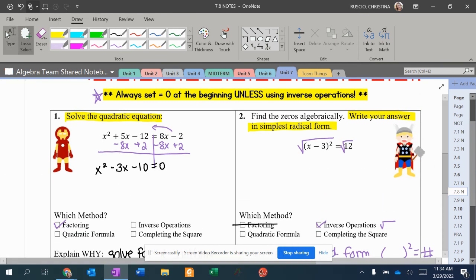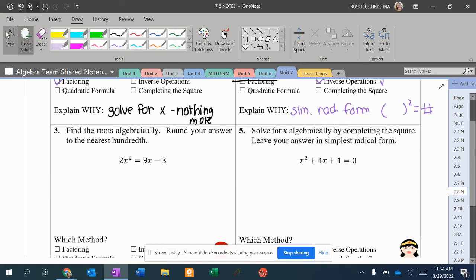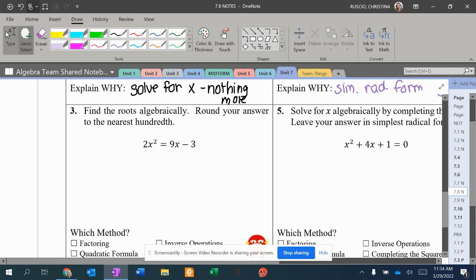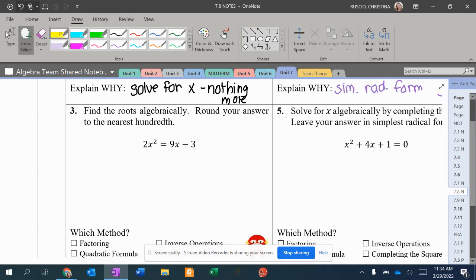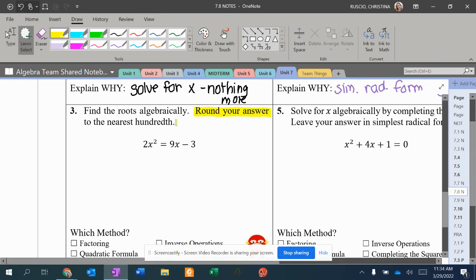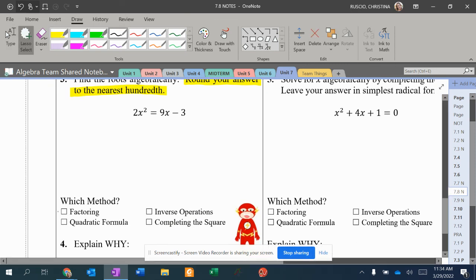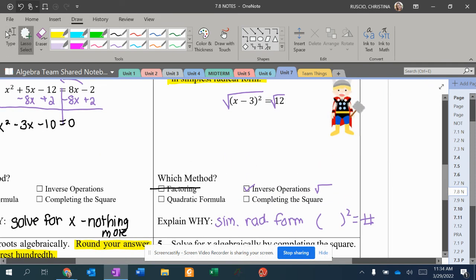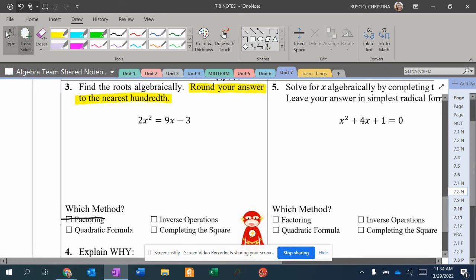Okay, this should be question, oh, I don't know why that says question 5. All right, question number 3. Find the roots algebraically, round your answer to the nearest hundredth. Guys, you are picking up what I'm putting down, I'm hoping, and realizing that when it says anything about this, factoring is out. It doesn't look to me like we can use square roots because I don't see that nice form that we saw in number 2.